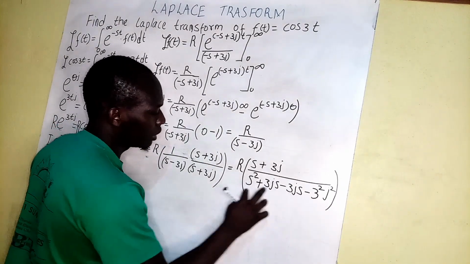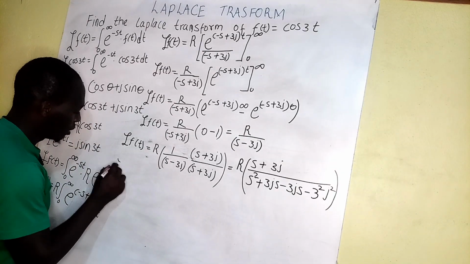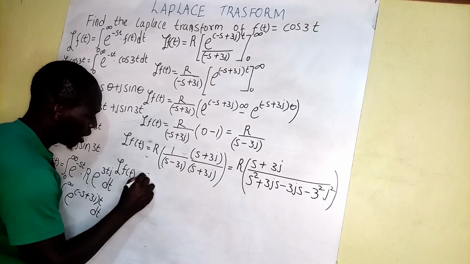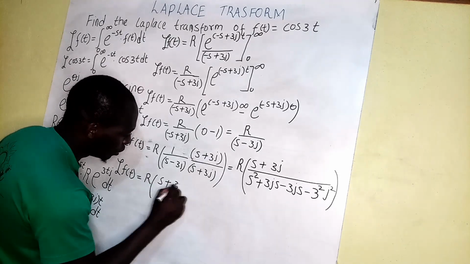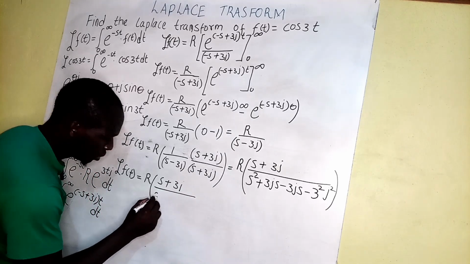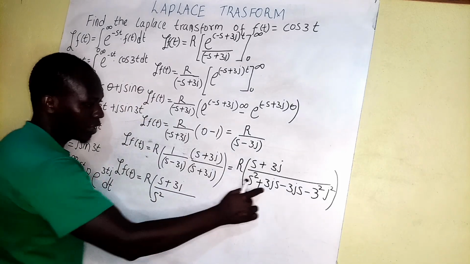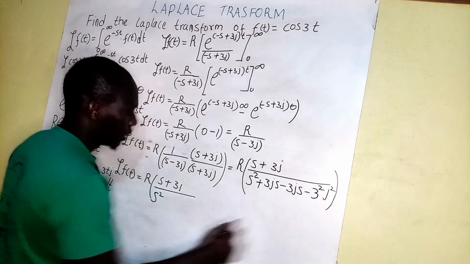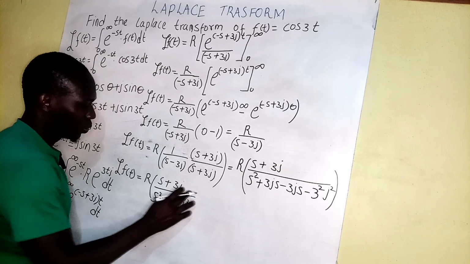Let us solve the terms that we are having on the denominator. So the Laplace transform of our function f of t is going to be equal to R into s plus 3j all over s squared. Here we are going to have a 0, because this is a positive and whatever we are having here is a negative. Minus 3 squared j squared.